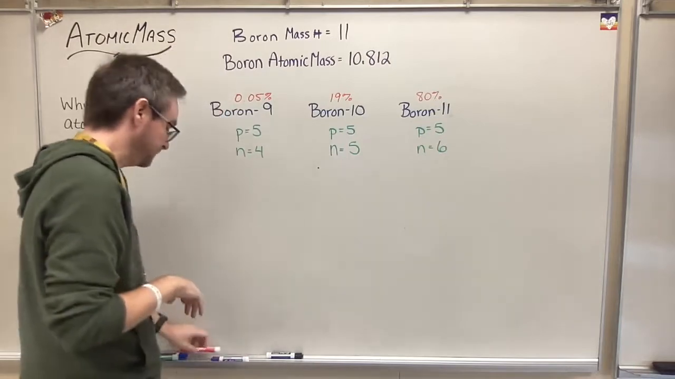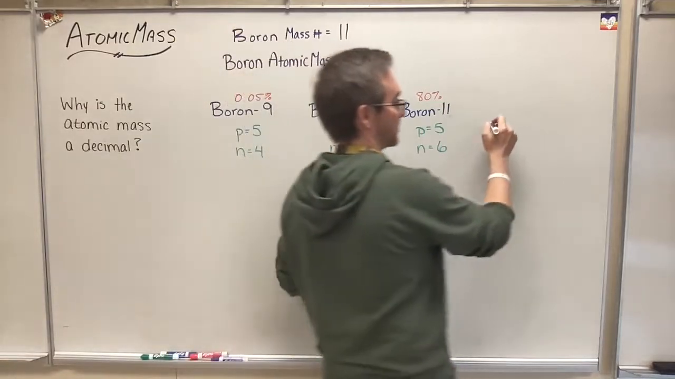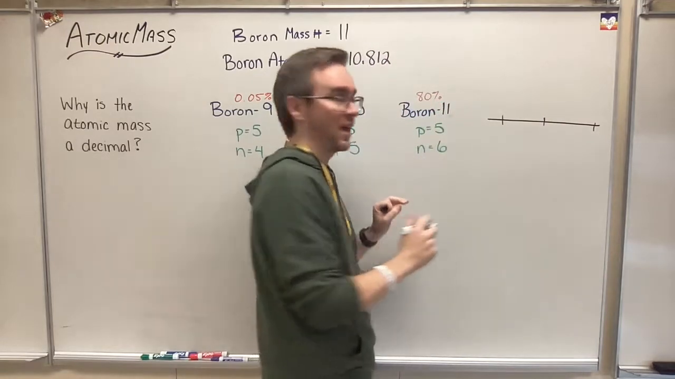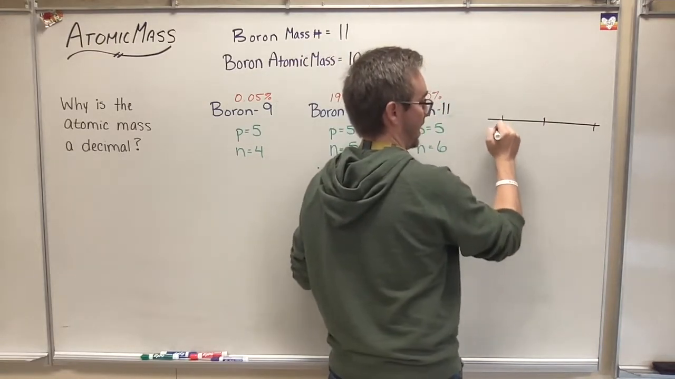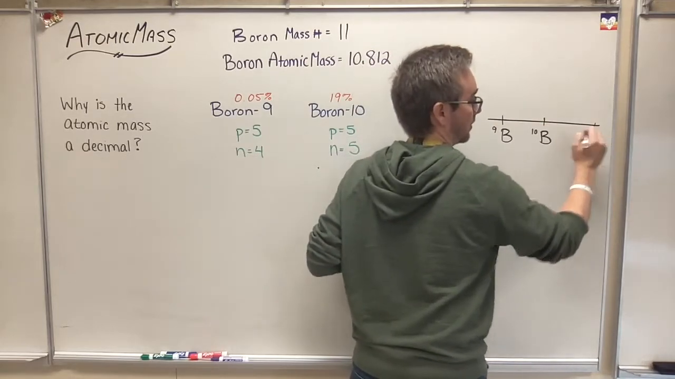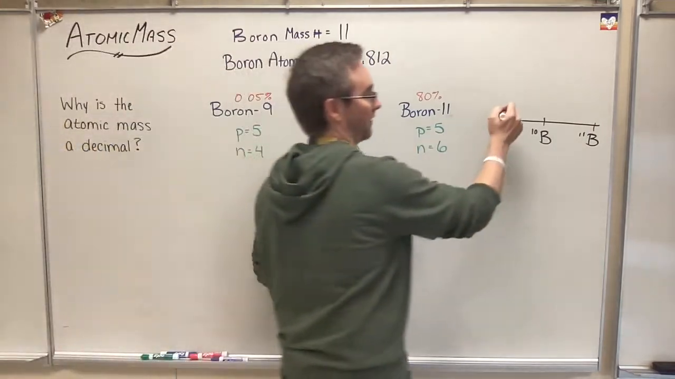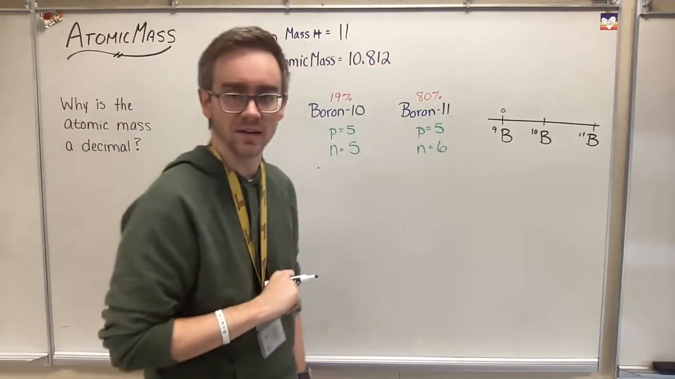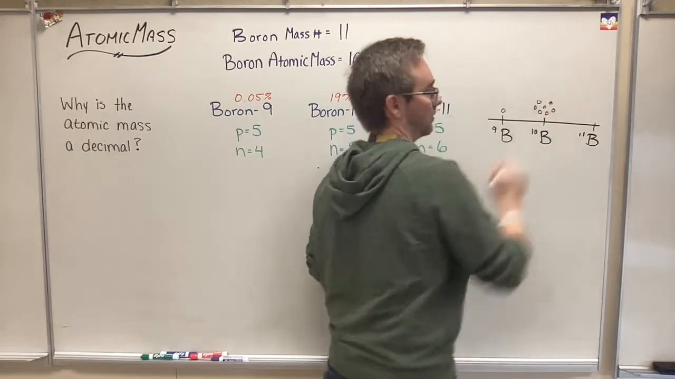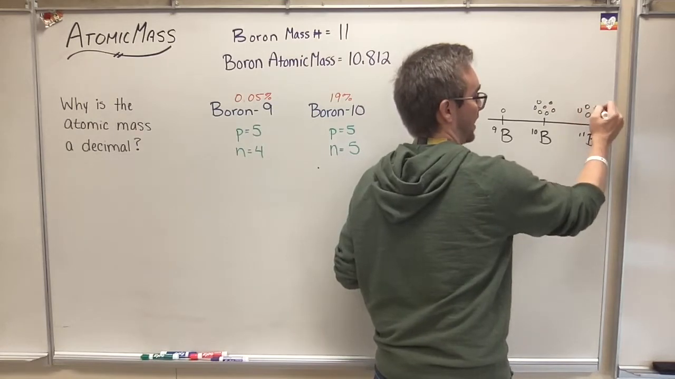Another way to think about this is if this was almost like a little number line in math class, just kind of doing this a little here on the side. So if I have boron 9, boron 10, and boron 11, and I'm thinking in terms of the amount of abundance, there's very little boron 9 in the world. There's a little bit more boron 10 in the world, right? And there's a whole lot of boron 11 in the world.